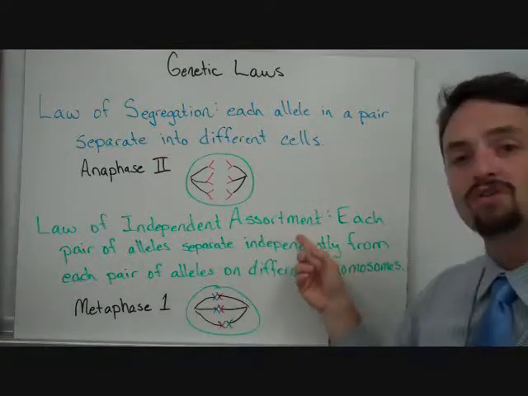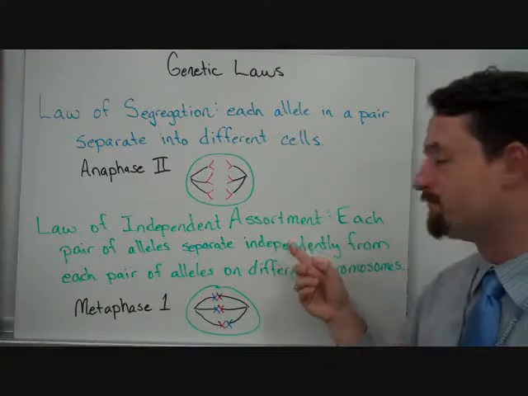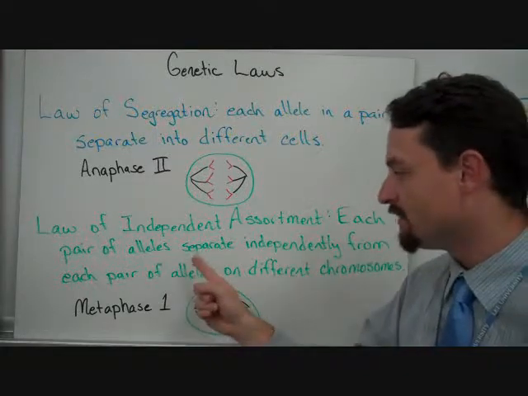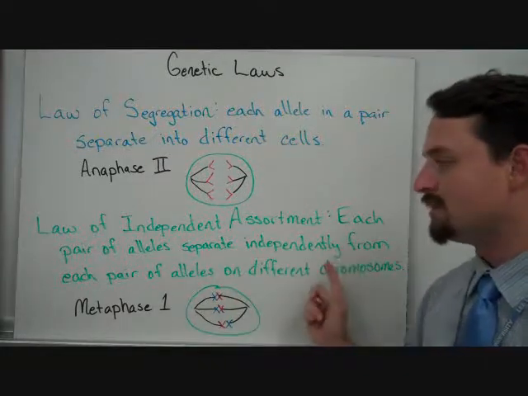The law of independent assortment, which we have already talked about before, is that each pair of alleles separates independently.